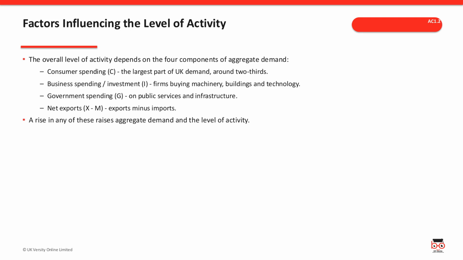So, what actually drives the level of activity? It comes down to the 4 parts of aggregate demand. Consumer spending is the biggest, roughly 2/3 of UK demand. Everything households buy, from the weekly groceries to a summer holiday. Then there's business investment, firms buying machinery, buildings and technology, government spending on public services, and net exports, what we sell abroad minus what we buy in. A rise in any one of these lifts total demand, which is why a strong Christmas on the high street can noticeably boost the whole economy.